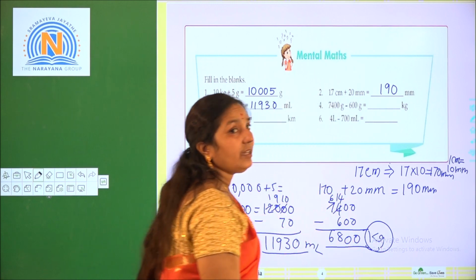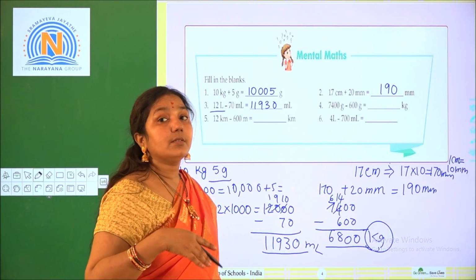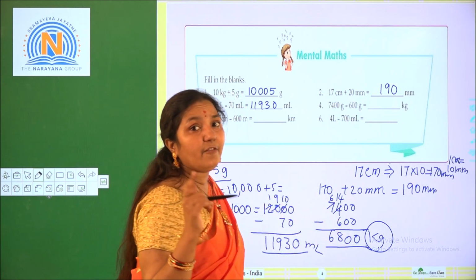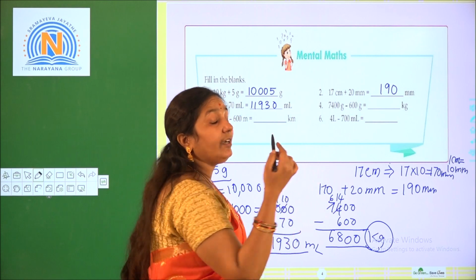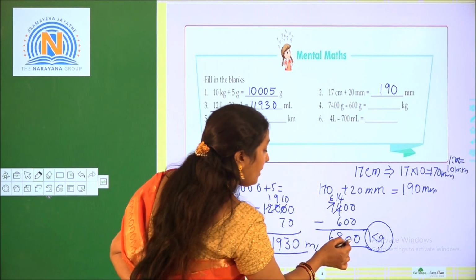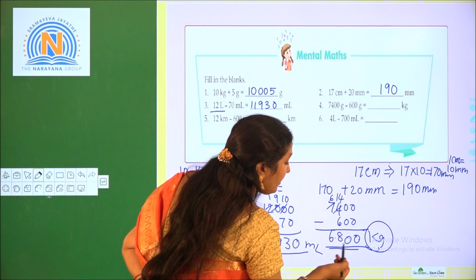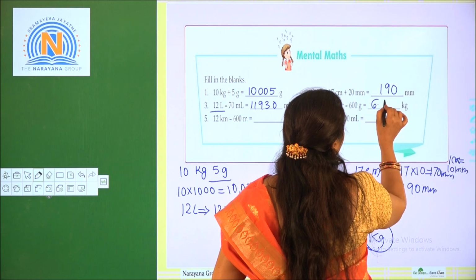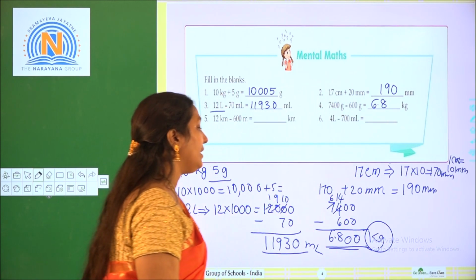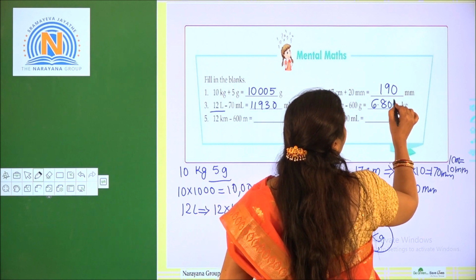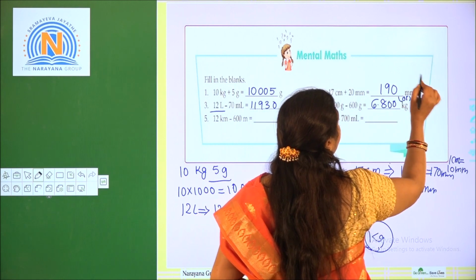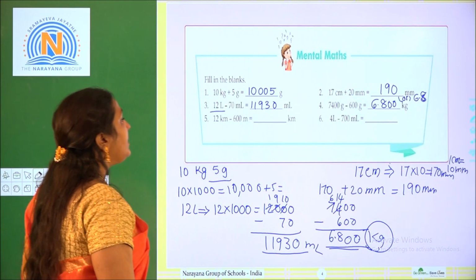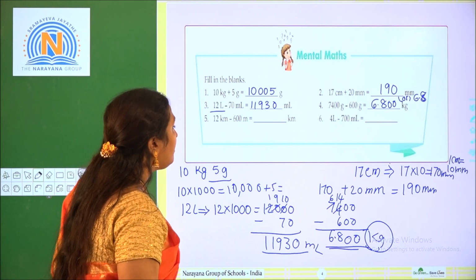So how many kgs will it be? Already we know that when going from a lower unit to a bigger unit we have to divide. So how many zeros will be there? 1 kg equal to 1000, here 3 zeros, so 3 decimal places: 1, 2, 3. We are dividing by 1000. So we will get 6 kgs 800 grams, so 6.8 kgs. 6.800 or what did you get? 6.800 or we will get 6.8. Okay, 6.8.